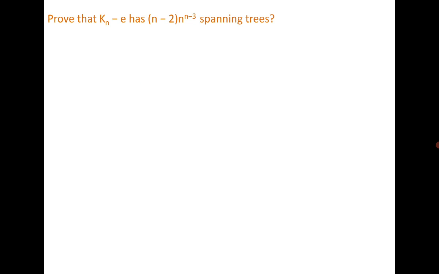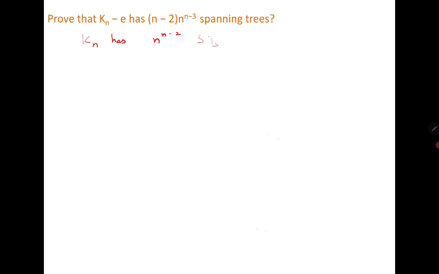Prove that Kn minus E, where Kn is the complete graph of order n. So if you delete an edge, any edge, from Kn, then Kn minus E must have n minus 2 times n raised to the power n minus 3 spanning trees. Very interesting question. To prove this one, first recall the Cayley formula, which says that Kn has n raised to the power n minus 2 spanning trees.